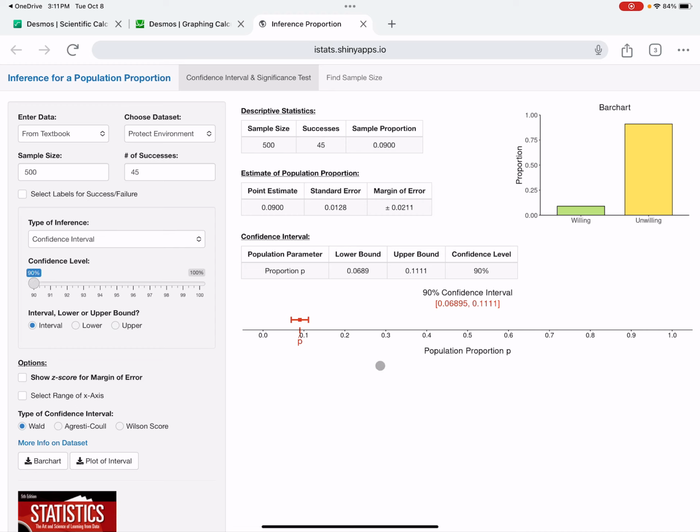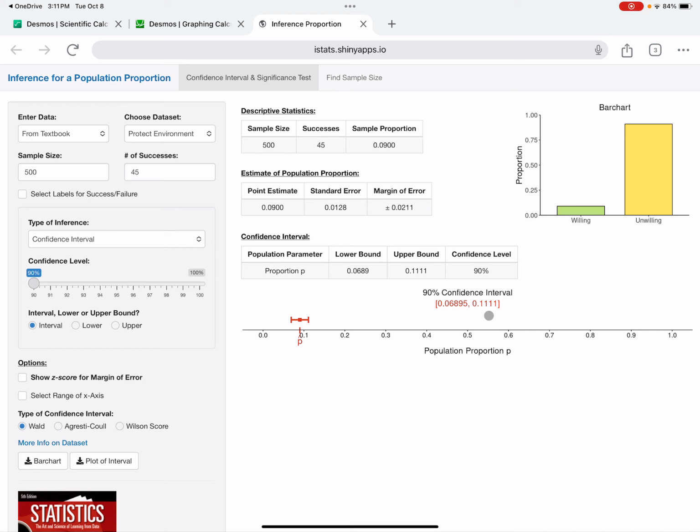And we get our confidence interval. They graph it on a number line here, and then they also give it in interval notation here. So we would say a 90% confidence interval for the proportion of headaches is somewhere between 0.06895, so about 6%, to 0.1111, so to about 11%. You don't have to change any of this other information. You can just leave it as is. So this is our confidence interval.